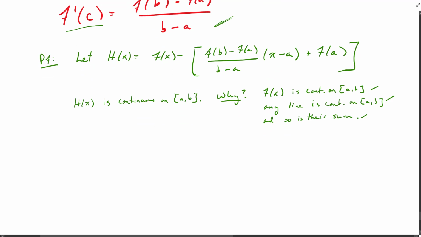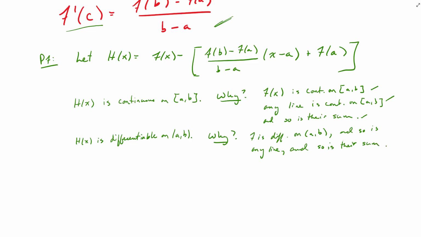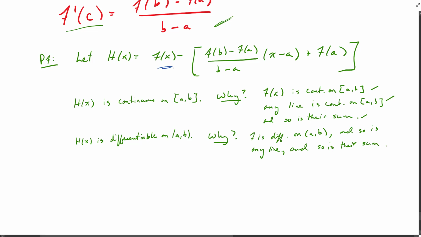Okay? What else can we say? Well, we can say that h of x is differentiable on the interior. Why? Well, f is differentiable on AB, and so is any line, and so is their sum. Okay, let's go through that again just to make sure. What do we know about f of x? We know f of x is differentiable on the interior.